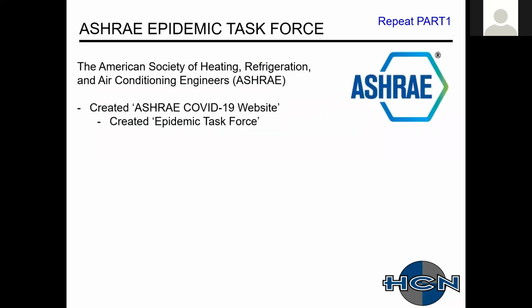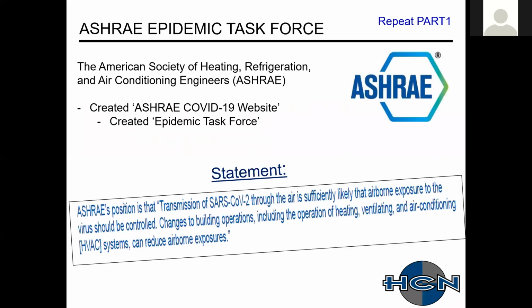All right, everybody's familiar with ASHRAE. Once again, repeat from part one. They've created an ASHRAE COVID-19 website. They've created an epidemic task force. The statement that they have generated is that ASHRAE's position is that transmission of SARS through the air is sufficiently likely that airborne exposure to the viruses should be controlled. Once again, trying to emphasize airborne.